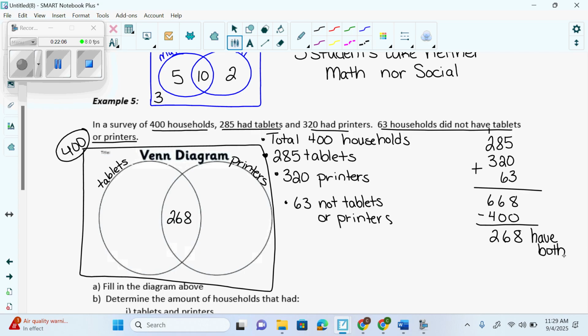How do I find out how many have just tablets? Tablets only. What do I do? How many have tablets total? 285. How many have tablets and already have a printer too, which we don't really care about? 268. So I have to subtract them because the tablet circle needs to add up to 285. So what's 285 subtract 268? What do you get? 17?